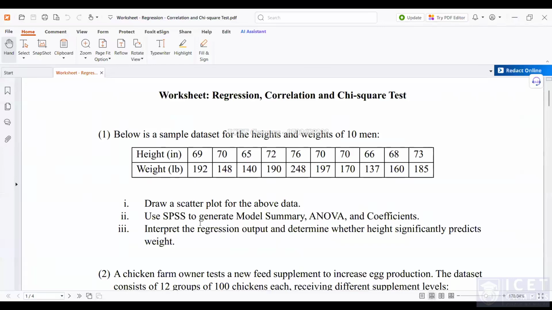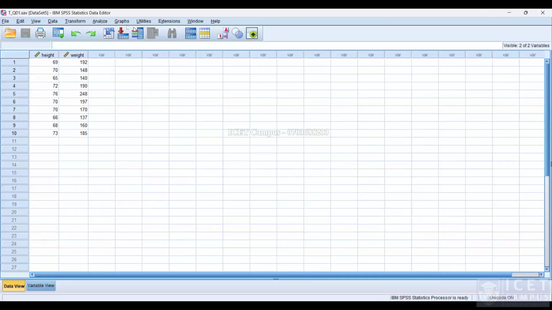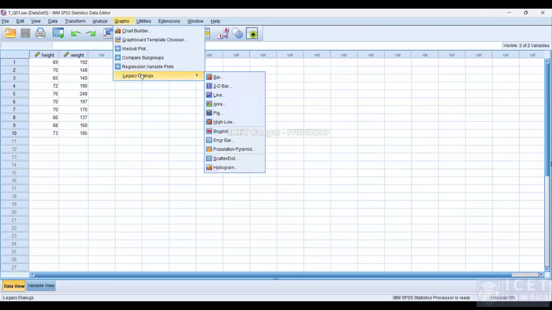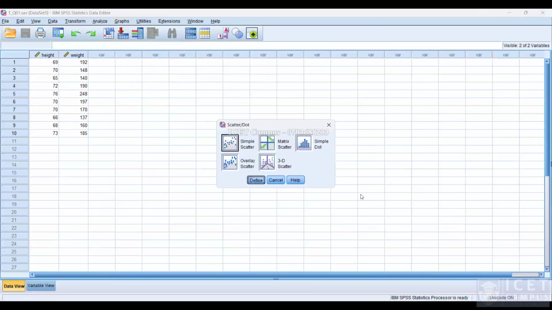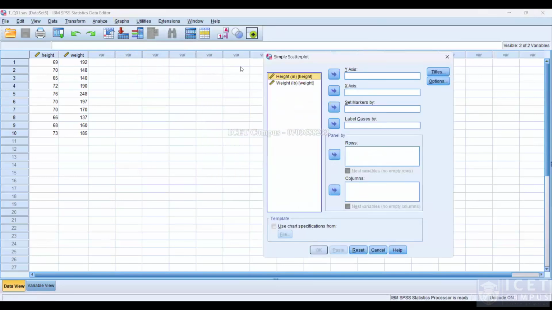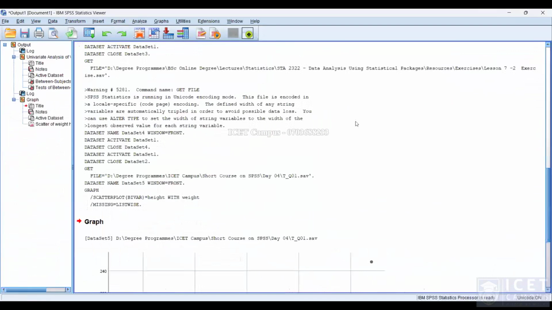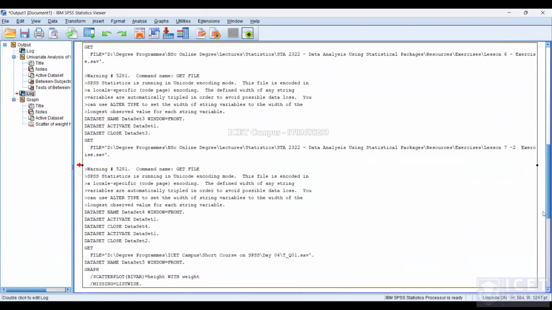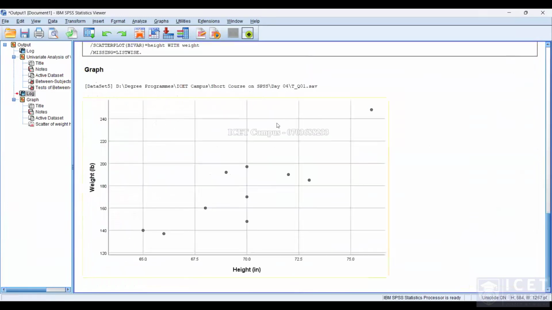Then we need to draw a scatter plot. You know how to draw a scatter plot. Graphs, legacy dialogs, scatter, then a simple scatter plot. So x-axis we can take as height, y-axis weight. Then we can take this output. Right. This is the output graph.